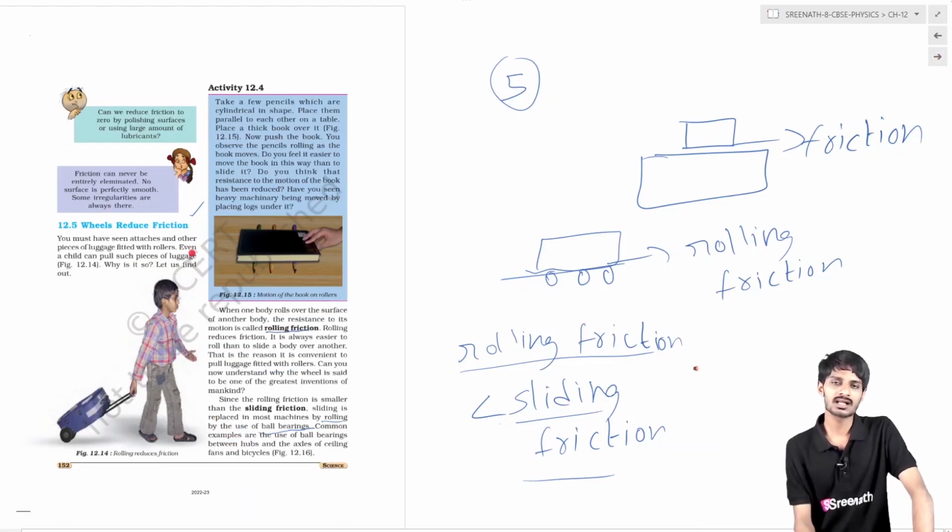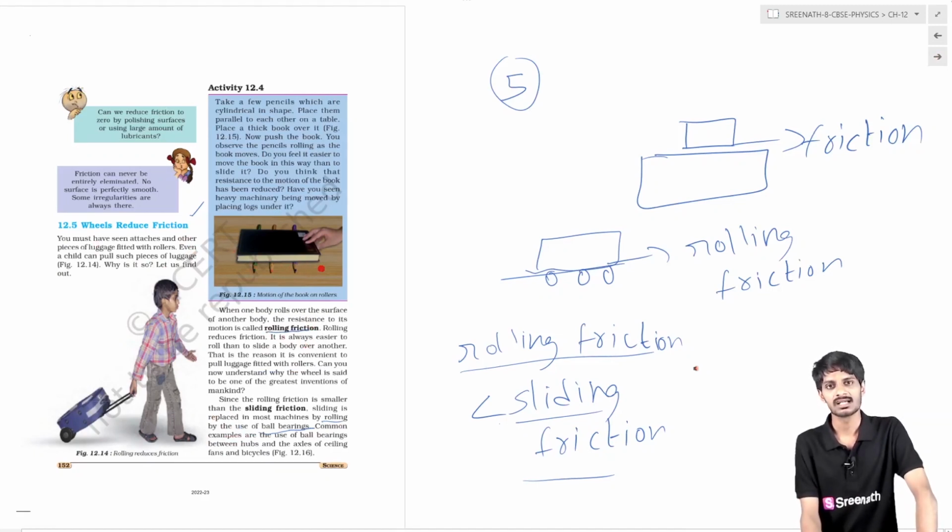After that, wheels also reduce the friction. Basically, when one surface is rolling over the other surface, the friction is called rolling friction. But when one surface is sliding on the other surface, the friction is called sliding friction. Sliding friction is more and rolling friction is less. So rolling friction is less than sliding friction.